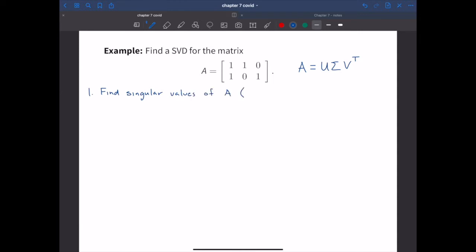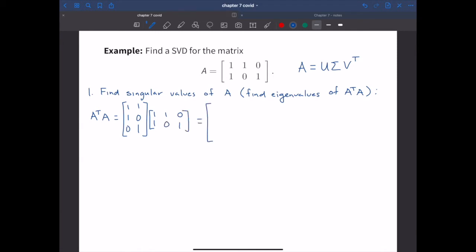Now, in order to do this, we need to find the eigenvalues of A transpose A first. So we look for the eigenvalues of A transpose A. A transpose A is equal to 1, 1, 0, 1, 0, 1 along the columns, and then times A, which is 1, 1, 0 as the first row, and 1, 0, 1 as the second row. So when we multiply these together, we're going to get 2, 1, 1, 1, 1, 0, and 1, 0, 1.